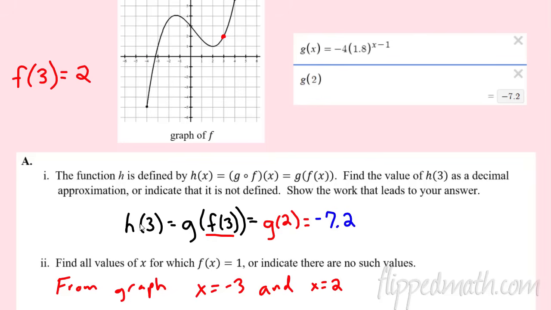Awesome. How about part 2? From the graph, they want to know: find all values x where f of x equals 1. Remember, you're kind of doing it backwards this time. So I want to know what y value has 1. So you're looking at this line right here.